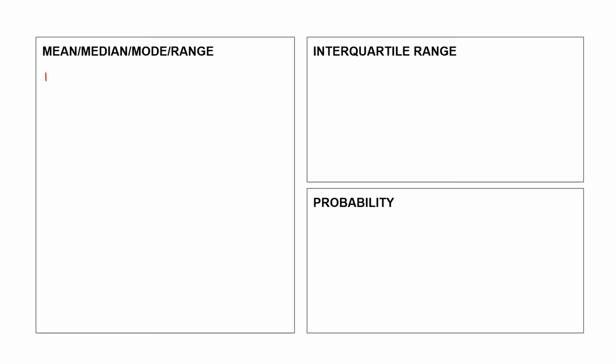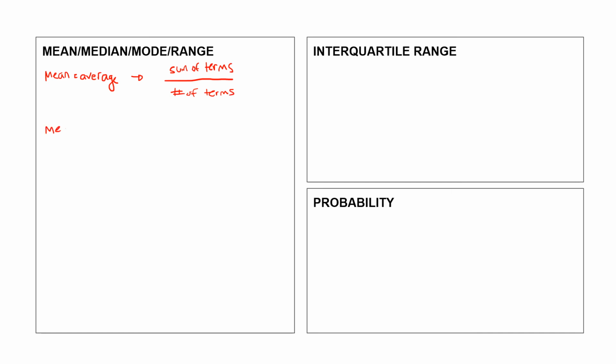The mean is simply the average of the numbers in a data set, okay? And what that looks like is basically the sum of all the terms in the data set, divided by the number of terms, okay?